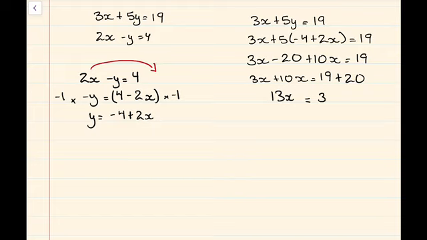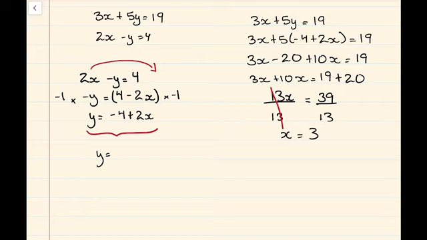39. And to solve for x, we just divide by 13 on both sides. And we know that 13 divided by 13 is just 1. So they cancel out. So x is just going to equal 3. So we just use this equation here, which will be the next step, which is solving for y. And we already know what x is.